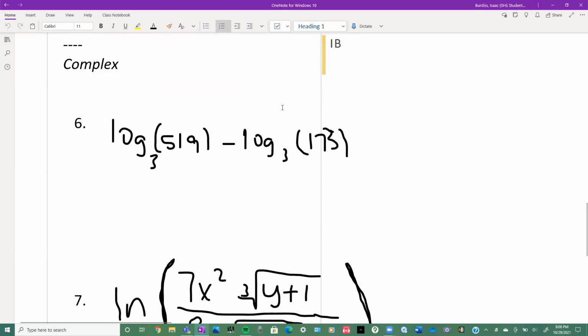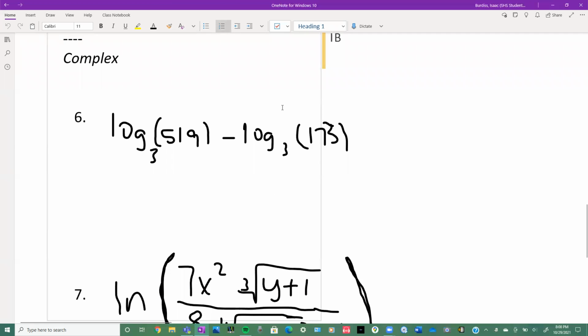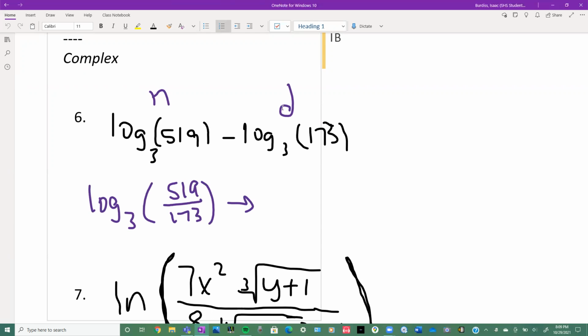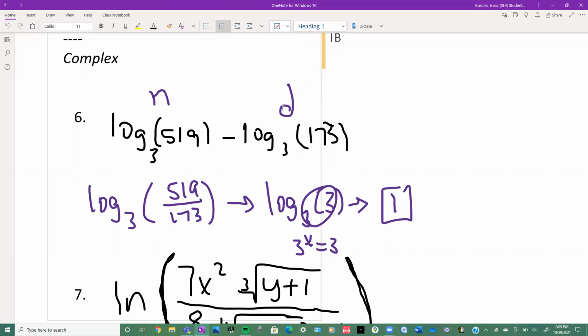And now we have a little bit more complex ones. For 6, let's try to find an answer. So this is positive, the log base 3 of 519. So that's going to be in the numerator. And this one's negative, so it's going to be in the denominator. So now we have log base 3 of 519 divided by 173, and that actually happens to be 3. So now we can solve this more because we have 3 to what equals 3, and that happens to be 1. So there you go, because there is a rule that anytime those two things, base and argument, are the same, the answer is 1.